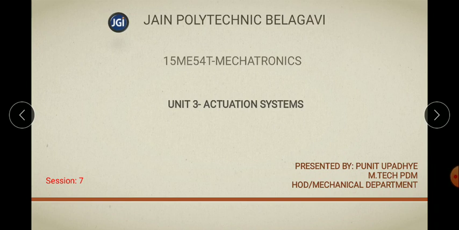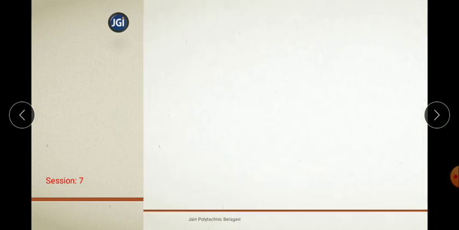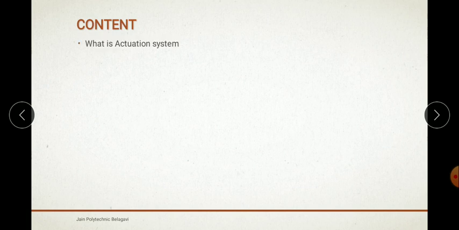Before beginning the next session, let us briefly recall what we studied in the last session. In the last session, we studied what an actuation system is. So what is this actuation system? It is nothing but the element which is responsible directly or indirectly for imparting.